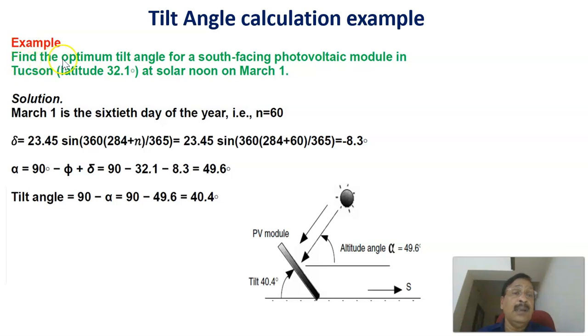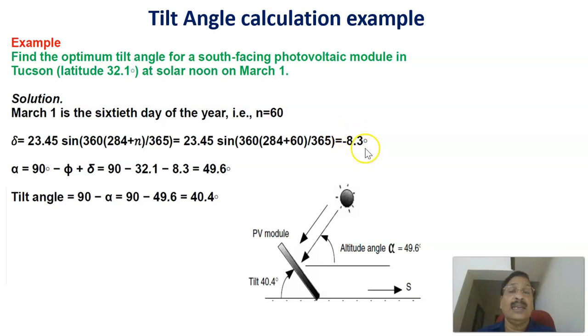As an example, find the optimum tilt angle for a south-facing photovoltaic module in a place with latitude equal to 32.1 degrees at solar noon on March 1. These are given here: the latitude is 32.1, and the date is March 1. March 1 means you have to calculate the number of days from January 1st, which is 60 days. Knowing n equals 60 days, you can calculate delta from this equation, which equals minus 8.3 degrees.